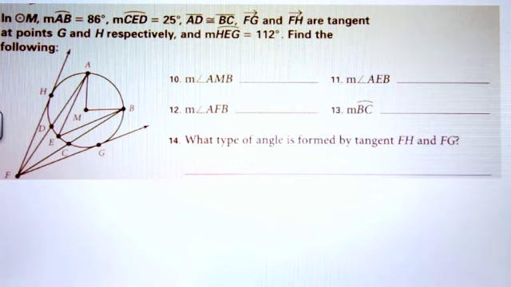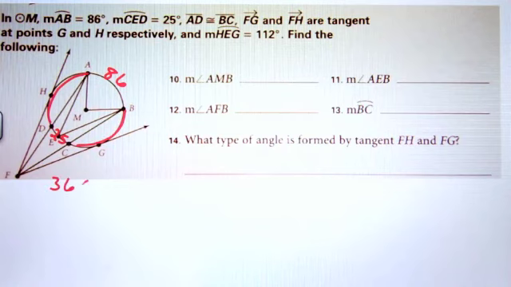Let's put in some numbers. AB is 86. CED is 25, so this whole thing down here is 25. And we know that AD and BC are congruent. So that means their arcs from A to D and C to B have to be the same. So I can figure out this arc and this arc.